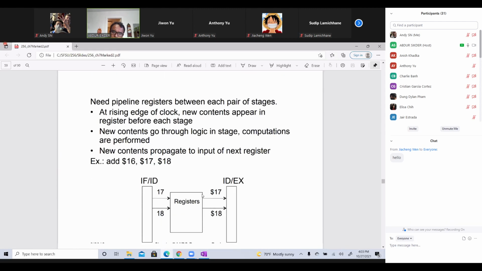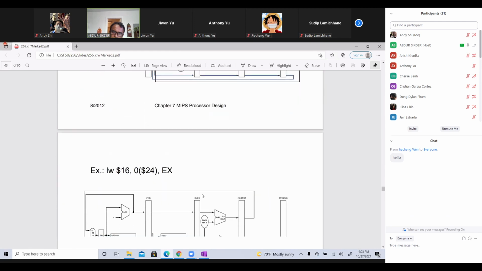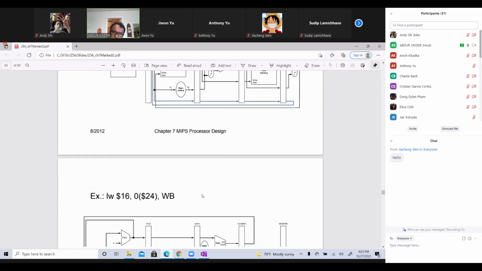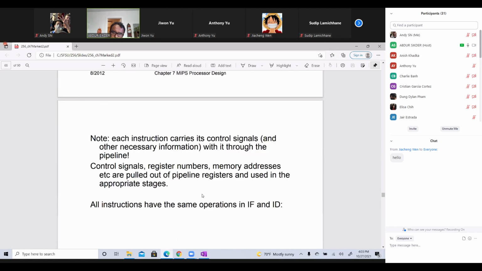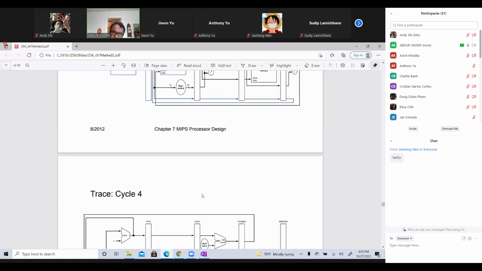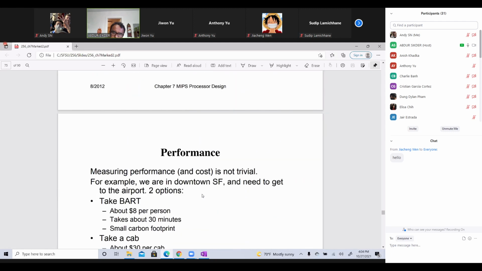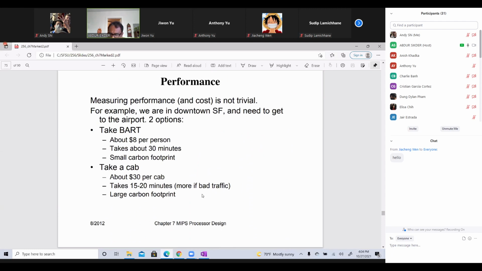Structural hazard. And then we have all this pipeline, different cycle. Then talk about performance.